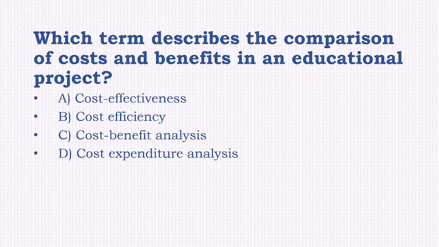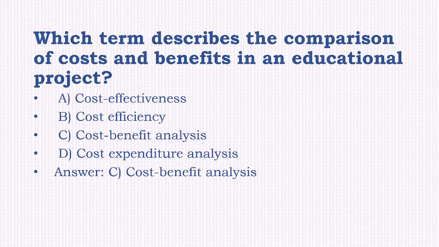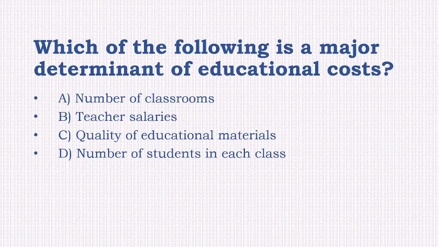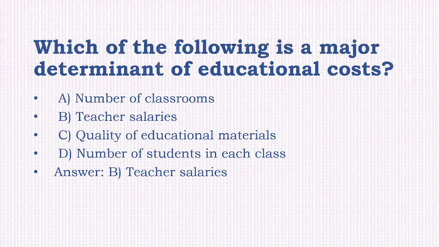Next, which term describes the comparison of cost and benefit in educational projects? Options: cost effectiveness, cost efficiency, cost benefit analysis, cost expenditure analysis. Answer of this question is cost benefit analysis. Next, which of the following is a major determinant of educational cost? Options: number of classrooms, teacher salaries, quality of educational materials, number of students in each class. Answer of this question is option B, that is teacher salaries.